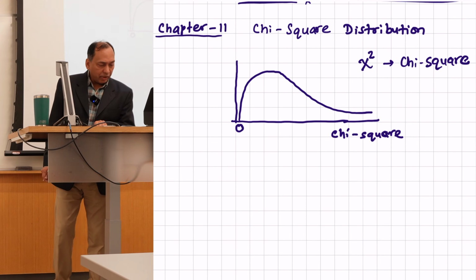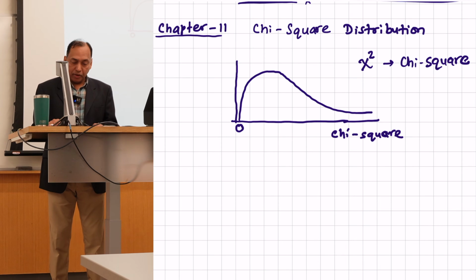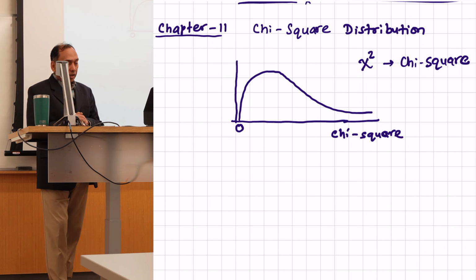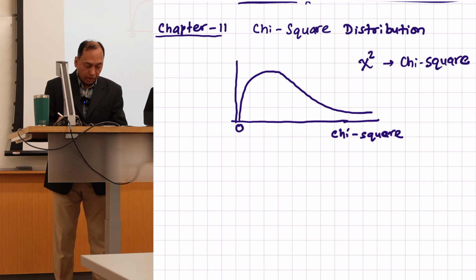So we'll go through some examples of application of the chi-square distribution. Mainly in this chapter we cover two applications. One is the test of goodness of fit, and the second one is the test of independence.